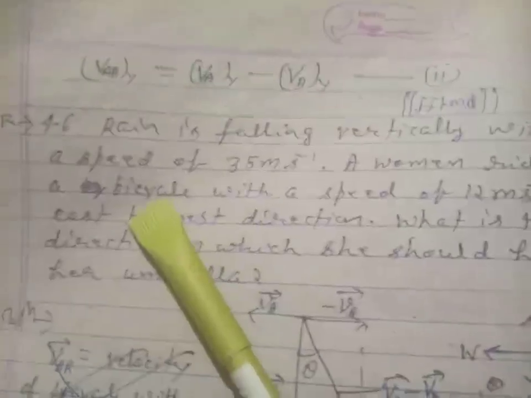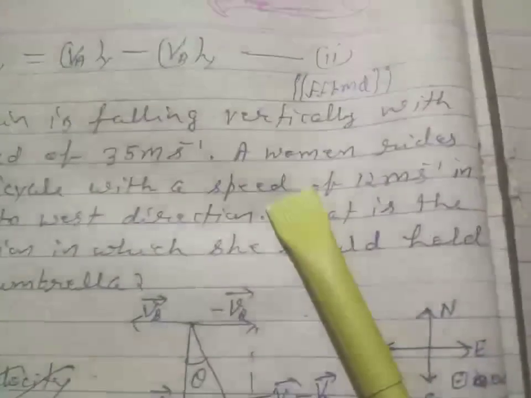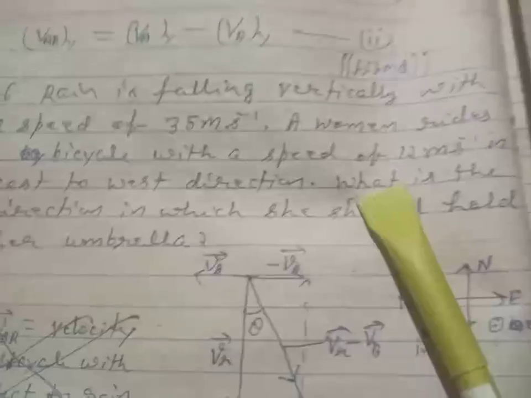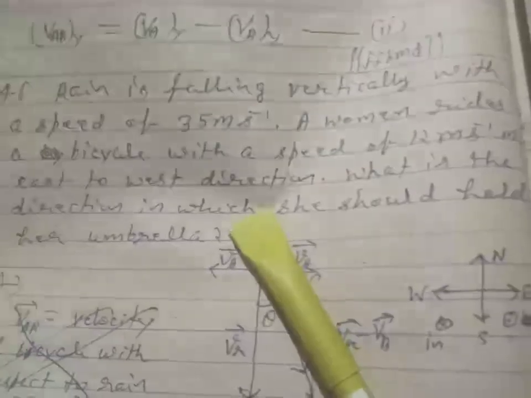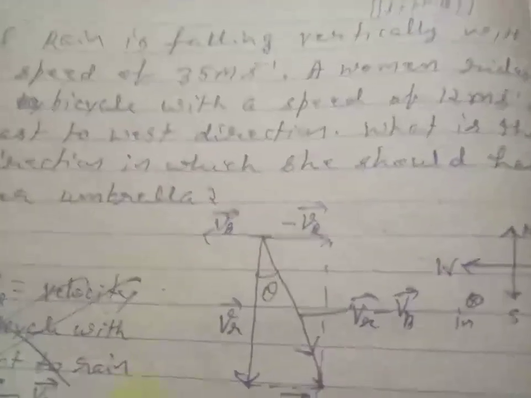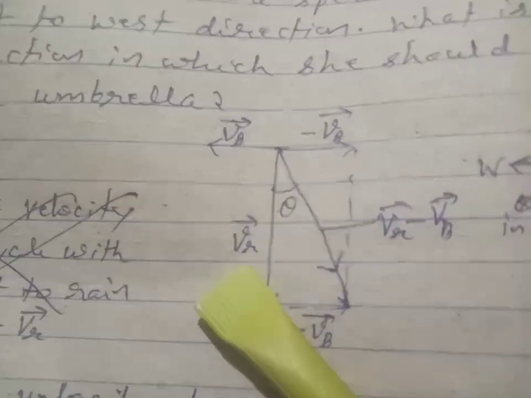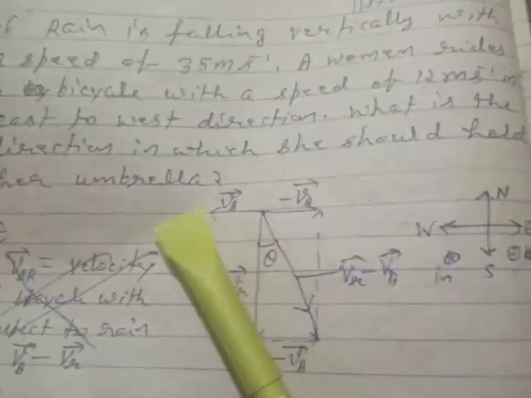Rain is falling vertically with a speed of 35 meters per second. A woman rides a bicycle with a speed of 12 meters per second in the east to west direction. In which direction should she hold the umbrella? The situation is shown in the figure. This represents the velocity of rain and this is the velocity of the bicycle.